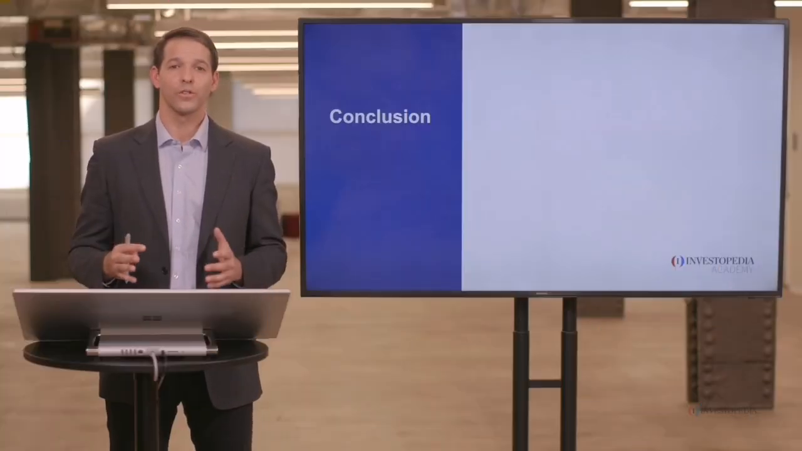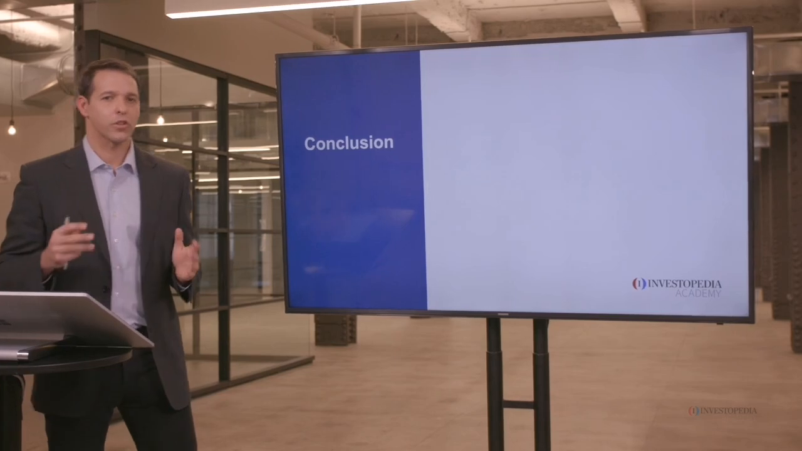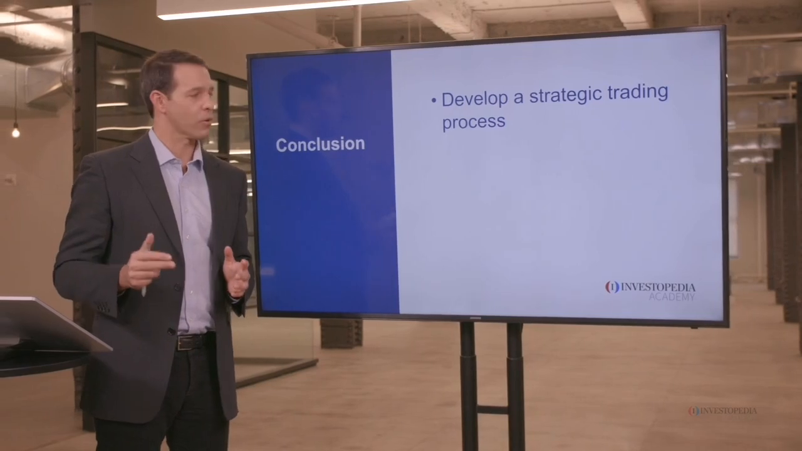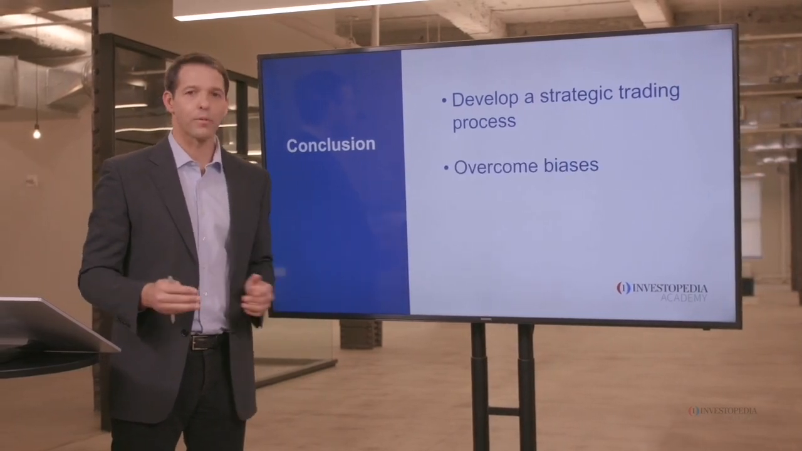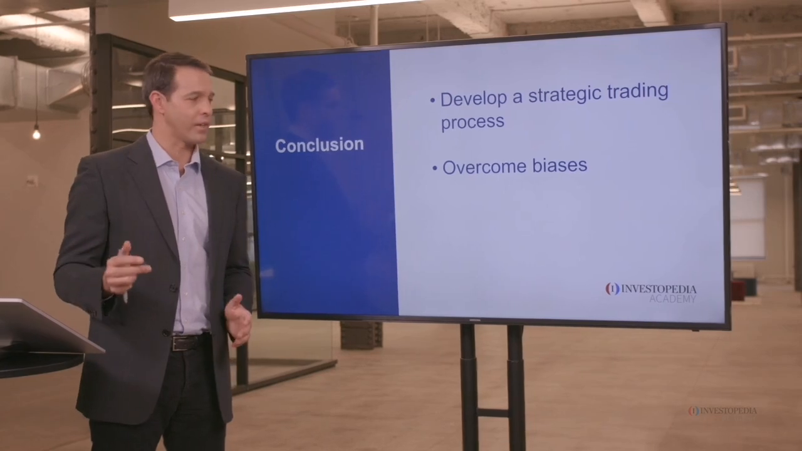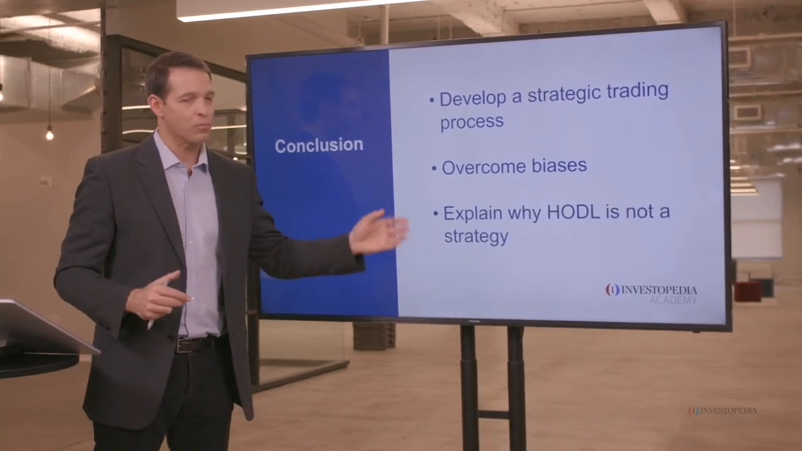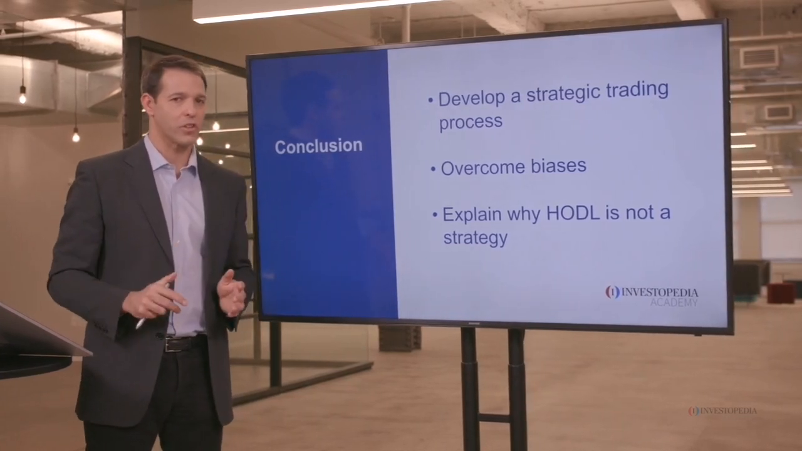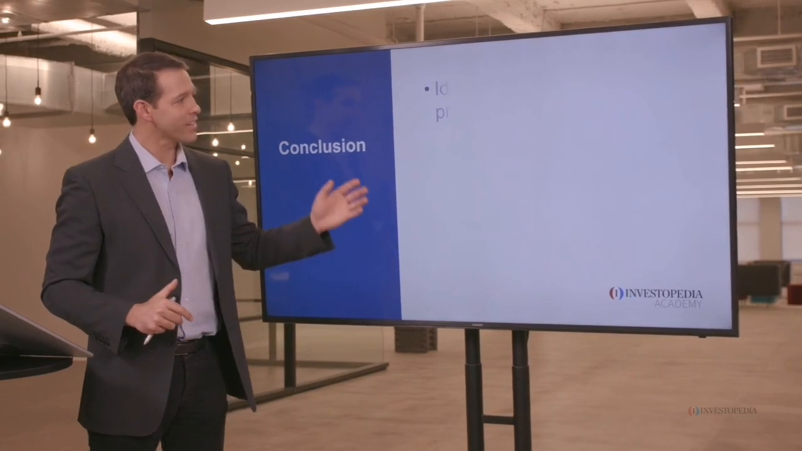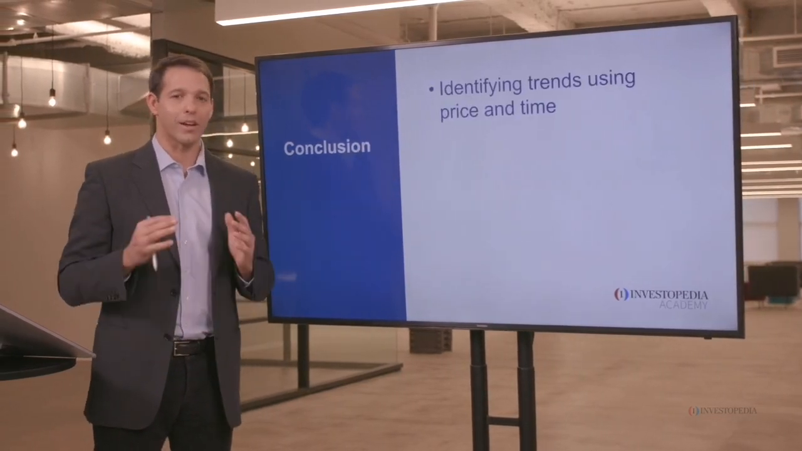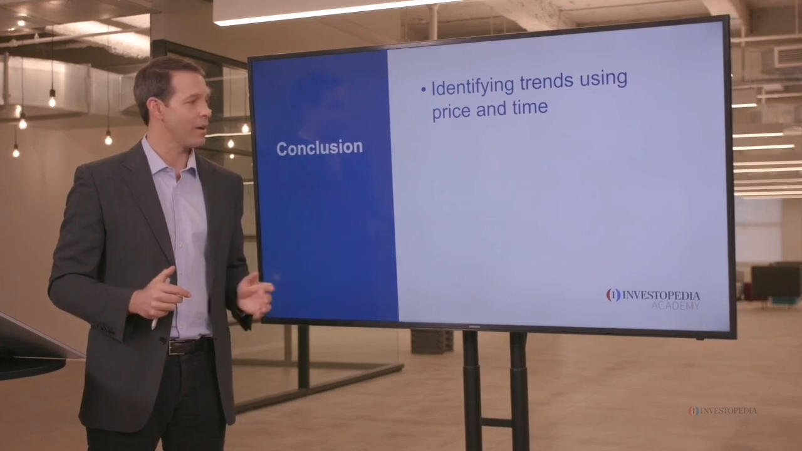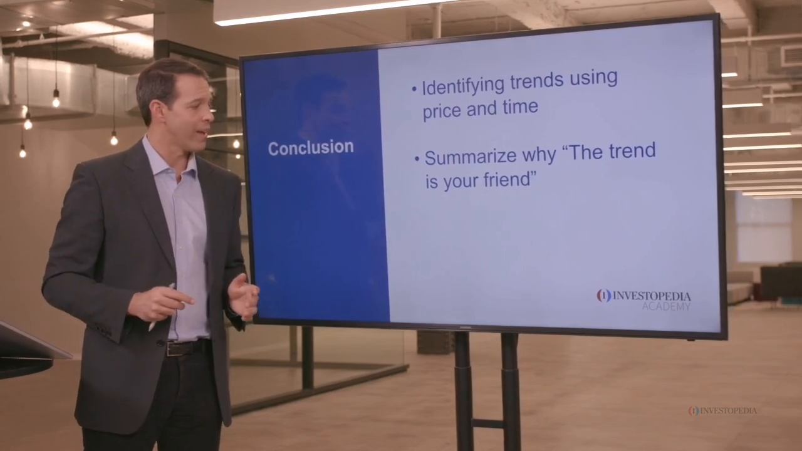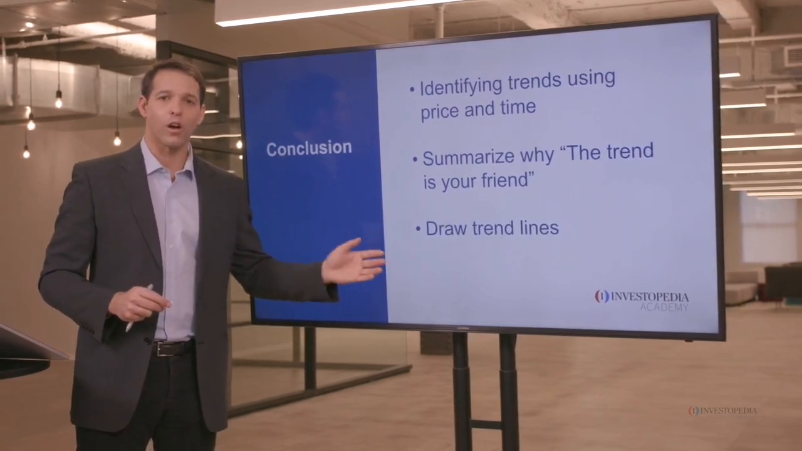So that concludes section 5. Now just to review, you should be able to develop a strategic trading process in the crypto markets. You should also be able to overcome some of your biases and limitations. And you should be able to explain why holding on for dear life is just not a viable strategy. Additionally, you should now be able to identify trends using price and time. You should be able to summarize why the trend is always your friend. And finally, you should be able to draw trend lines.